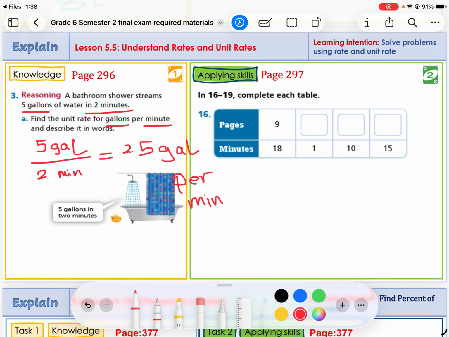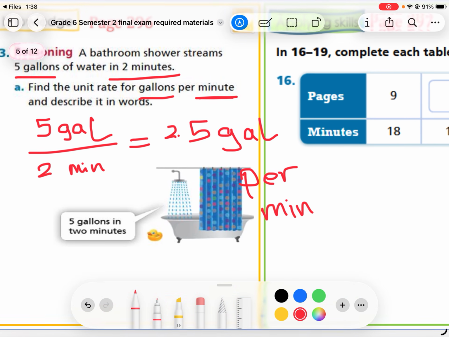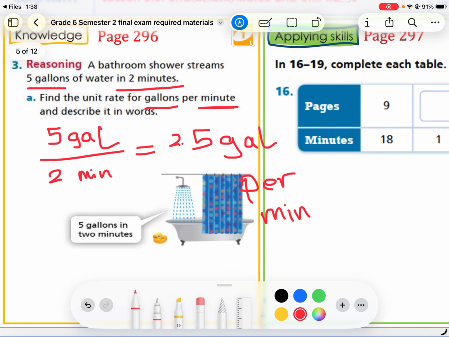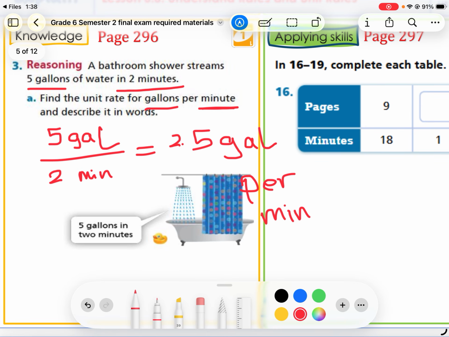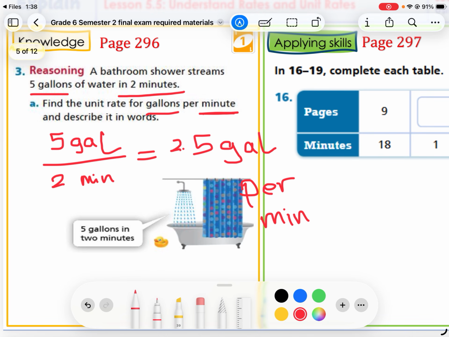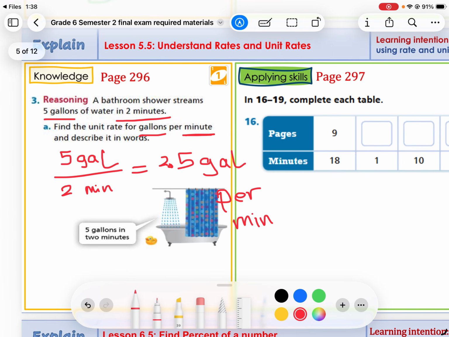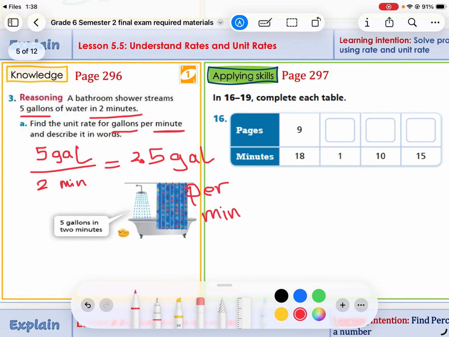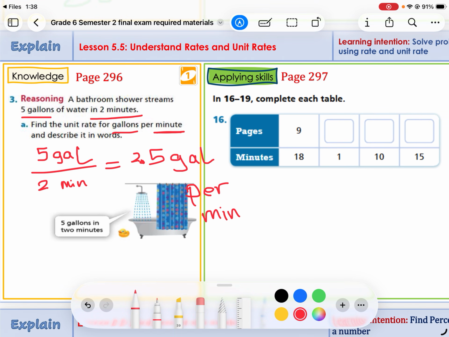You should write it as a sentence or you can write it as a fraction. But again, when they tell you to find the unit rate, please specify the units. After you are done with the division, you have to write the units. Gallons per minute or in 1 minute. Use any term that you want as long as the keywords are written. Okay? So this is how you find the unit rate from a word problem.